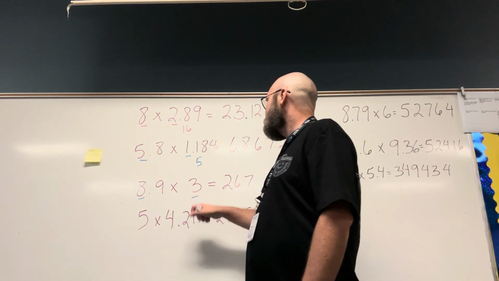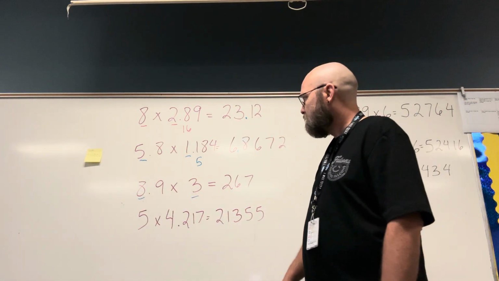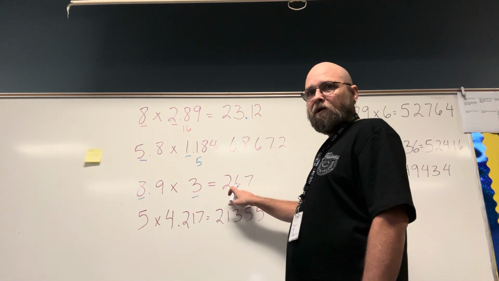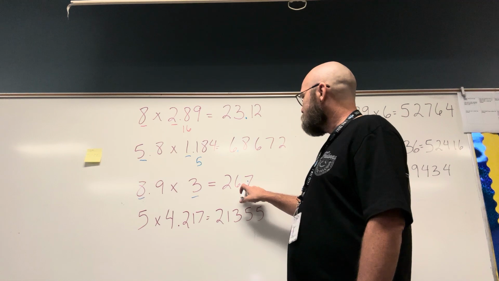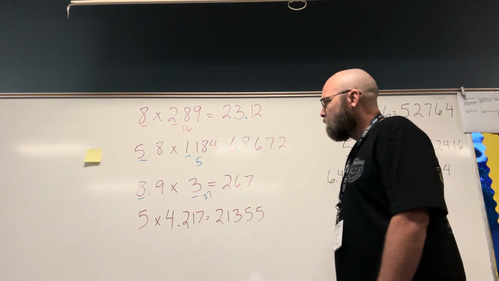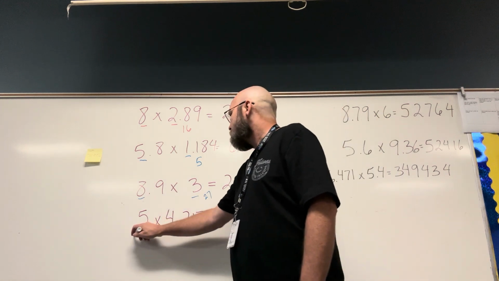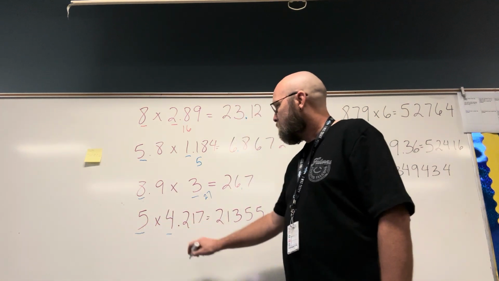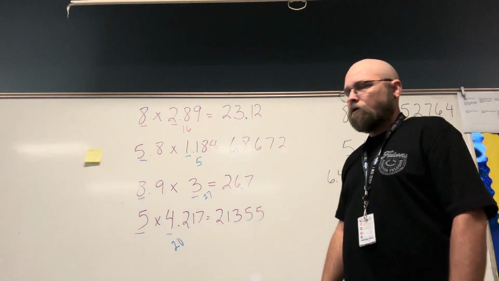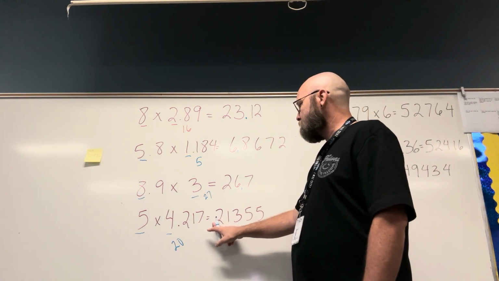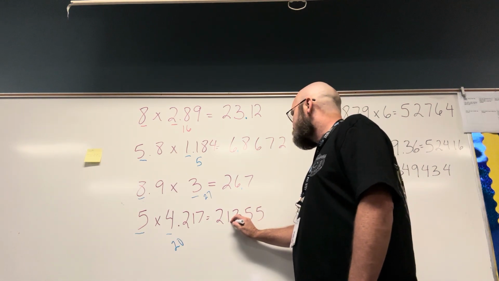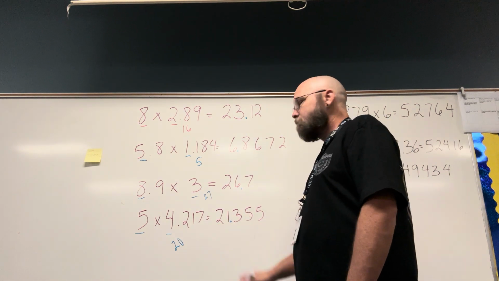8 times 3 is 27. Here, my whole number would be 0. Here, my whole number would be 2. Here, my whole number is 26. Okay. 5 times 4 is 20. My whole number needs to be near 20. If I put it here, my whole number is 0. Here, my whole number is 2. Here, my whole number is 21. That's pretty close to 20.